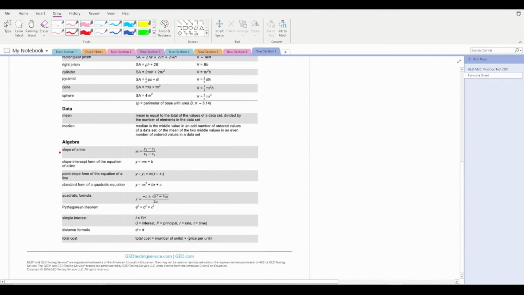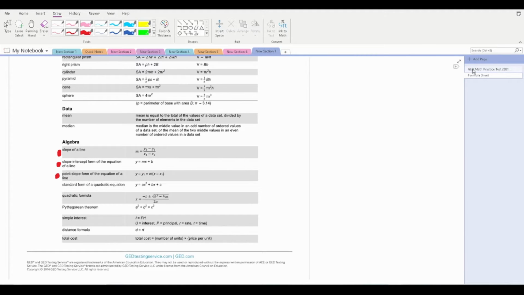We're going to need this slope formula, which is m equals y2 minus y1 over x2 minus x1. We're going to need to know that the slope-intercept form of the equation of a line is y equals mx plus b. And we're also going to use the fact that the point-slope form of the equation of a line is y minus y1 equals m, which is slope, times x minus x1.